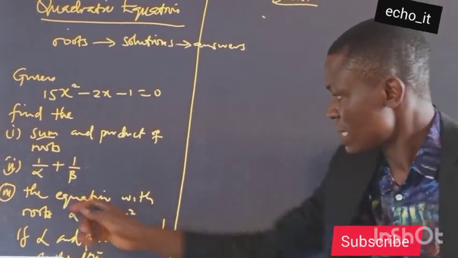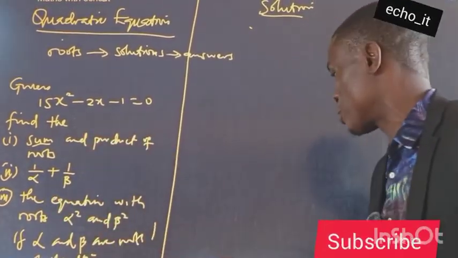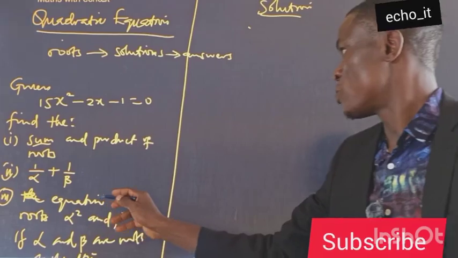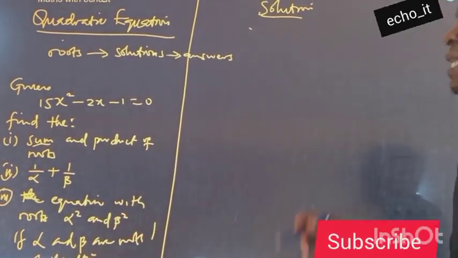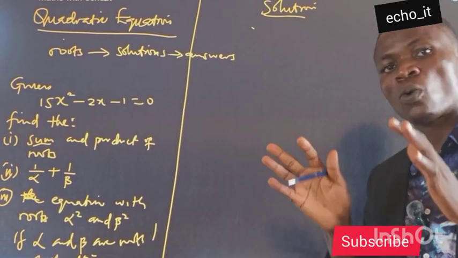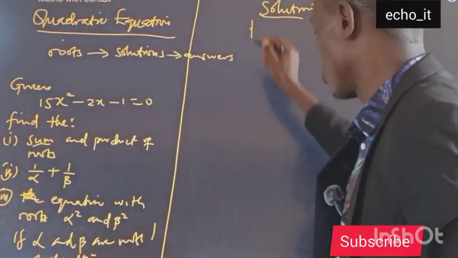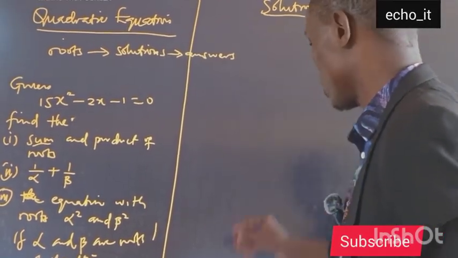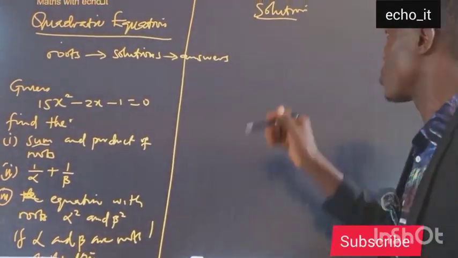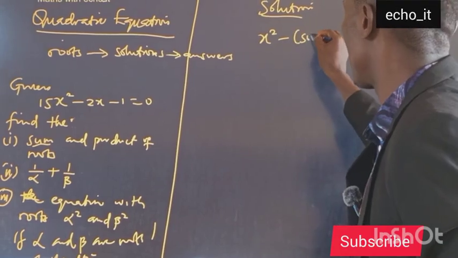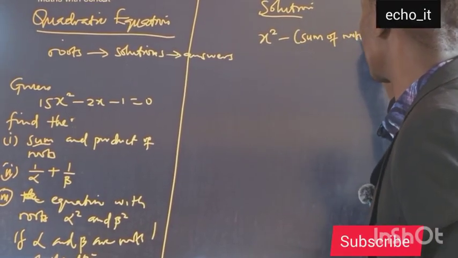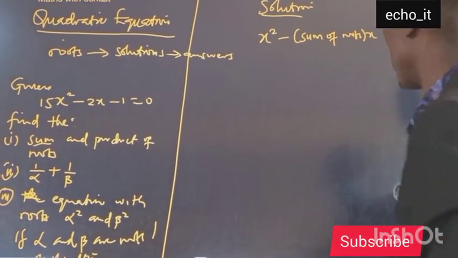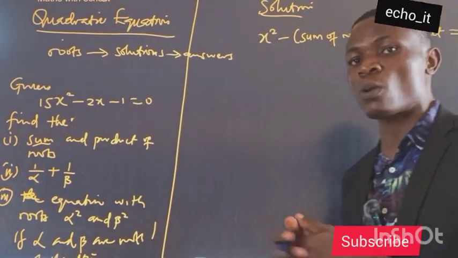They said we should find the equation with the roots alpha and beta. So anytime you want to form a quadratic equation when the roots are given, this is what you should do. Use this formula because there is a proof for that formula. Always use this formula to find the quadratic equation: x squared minus the sum of the two roots, plus the product of the roots, equals 0. Because this should give you the right quadratic equation.